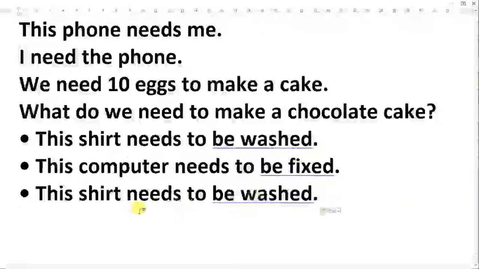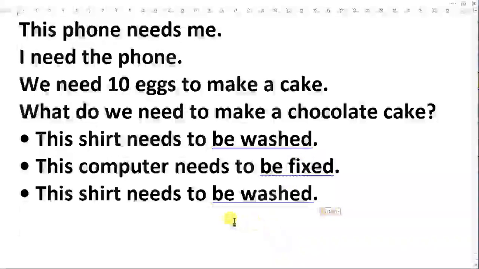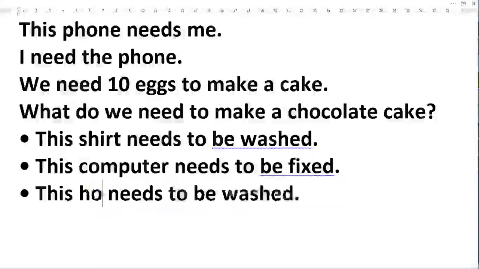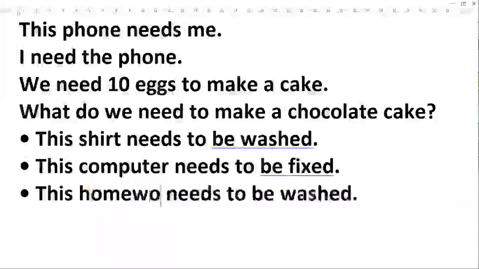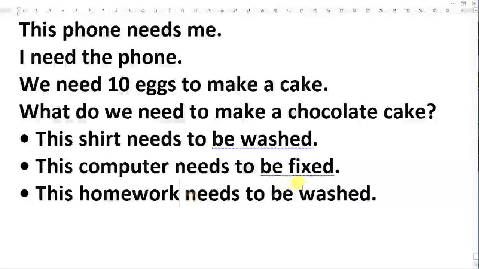Okay, let's say, this homework needs to be done. That's right. This homework needs to be done.